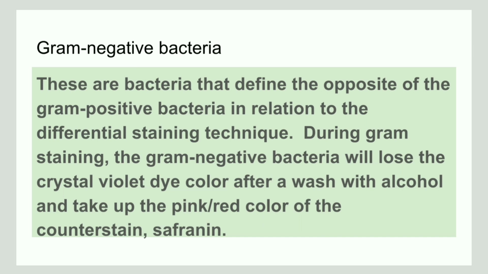And this difference is because in a gram-negative bacteria, after the crystal violet is stained, in the second step it is washed with alcohol. So, in this step, the crystal violet is completely lost, and these bacteria take up the counterstain, which is the safranin.